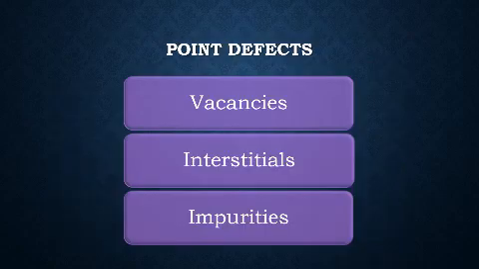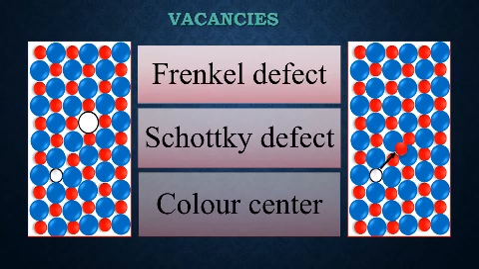This point defect is further classified into three types such as vacancies, interstitials, and impurities. First one is vacancies. When one or more atoms are missing, then it is termed as vacancy. There are different kinds of vacancies such as Schottky defect, Frenkel defect, color centers, and so on.